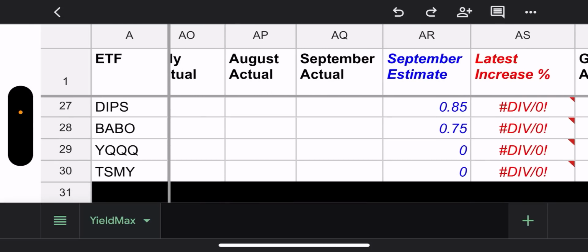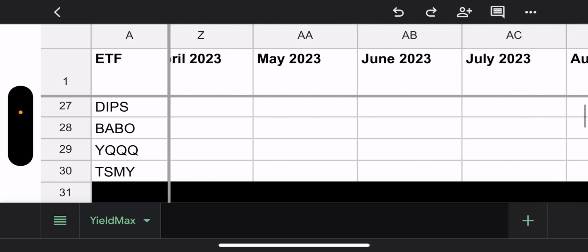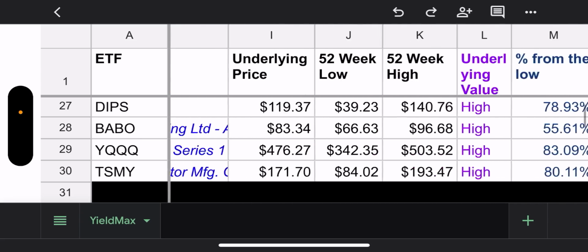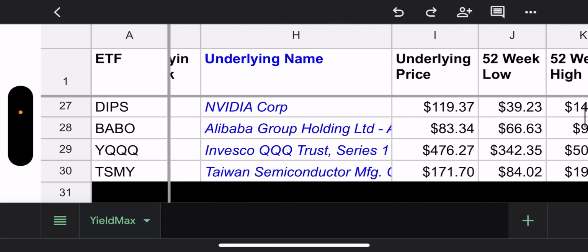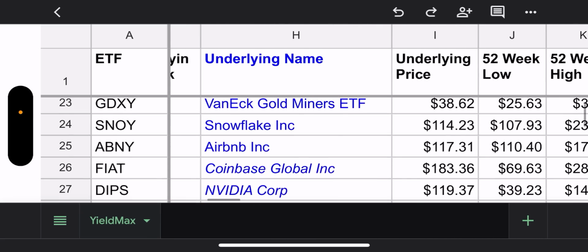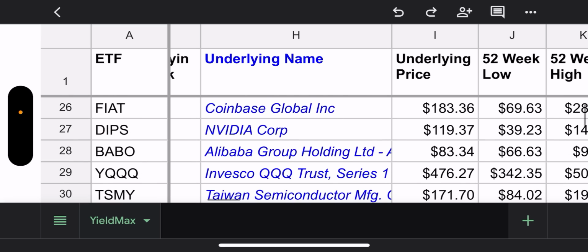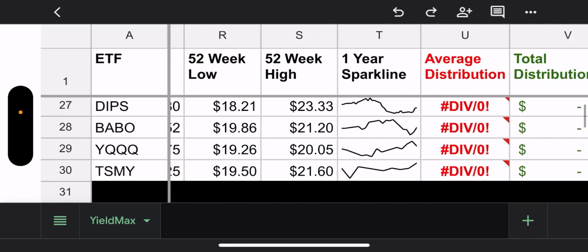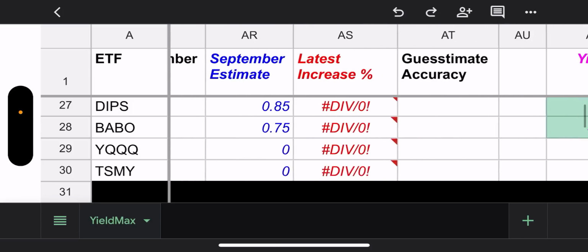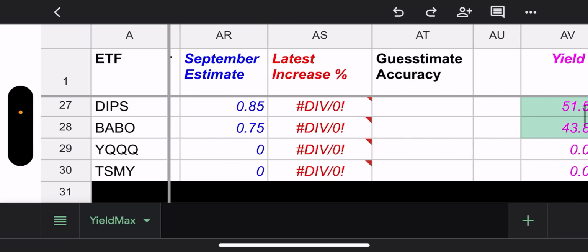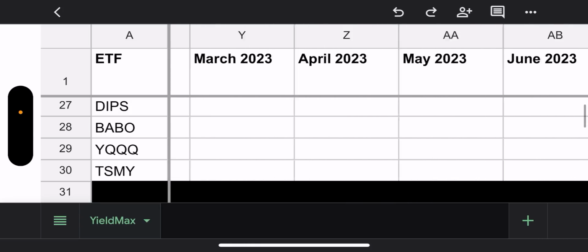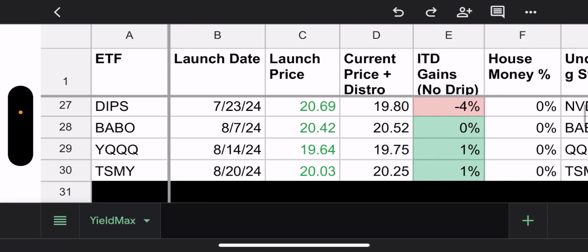Dips, which is the chips. This is the NVDY one. I don't know why I have to look, but we have the shorts here. So we have Crash, Tesla, Fiat, Coinbase, Dips, NVIDIA. And then this is their first distribution. Let me just show you the launch date too while I'm over here. So they launched July 23rd. So yeah, they'll definitely have a distribution. BABO launched on August 7th. So if their declaration date is the 6th, I think we said, that's about a full month.